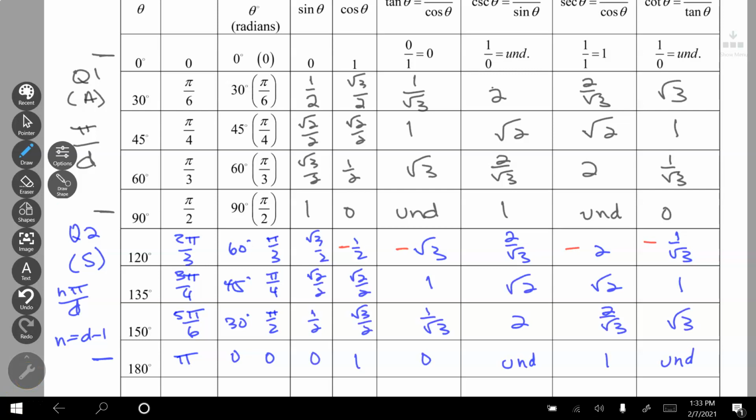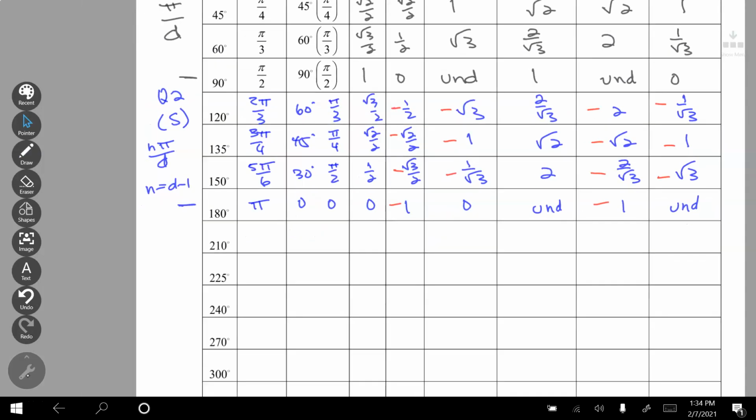So I've done the same thing for the rest and realized I have to make all the cosines and the tangents negative, and I have to do the same thing for the secants and the cotangents. Make them all negative. So I'll go on to quadrant 3.